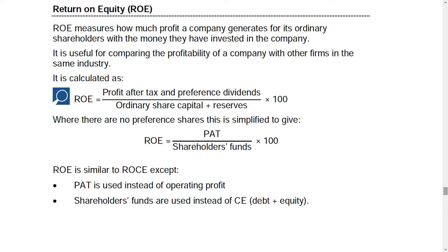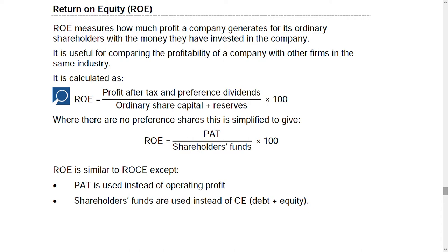So profit after tax and preference dividend. Why? Because this is for equity holders or ordinary shareholders. And ordinary shareholders are the owners of the business. They will receive everything after the interest and the tax has been paid. And also the preference dividend: only after the preference shareholders have been paid their dividends will ordinary shareholders receive whatever they receive. They will receive at the end, after all the creditors and the preference shareholders have received. Now you understand the logic why it is profit after tax and preference dividend.